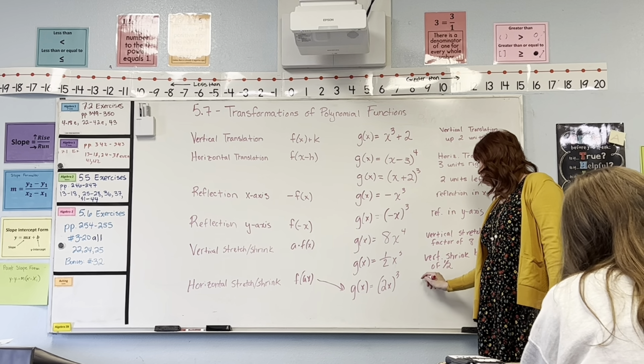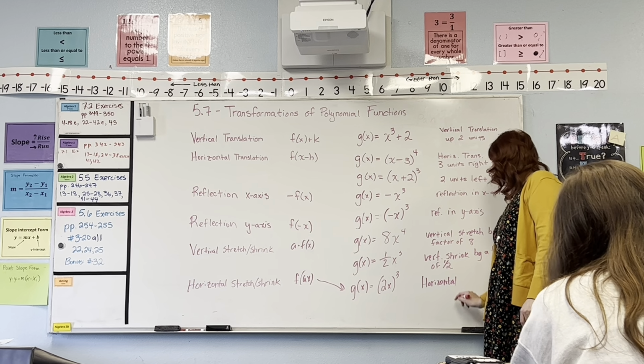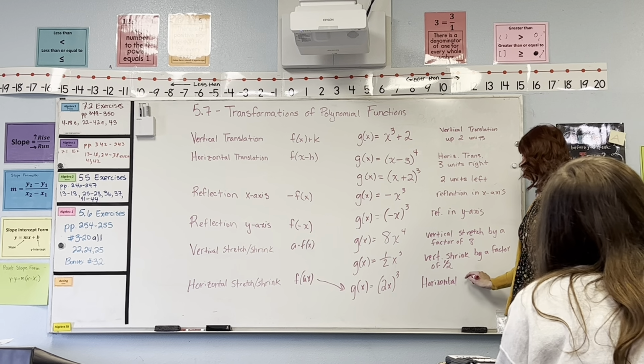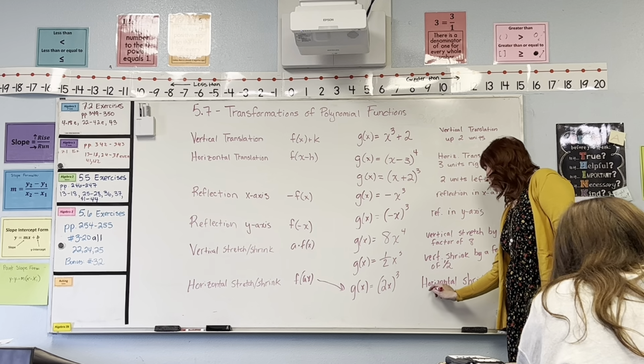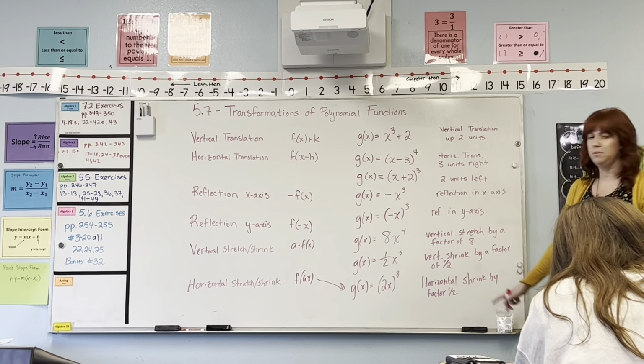And then this would be a horizontal shrink? Oh shoot, I always mix these up. I think it's a shrink, right? Because I always got it mixed up. It's the opposite. Shrink by, and what do you do with the factor? Flip it. Yes, flip it. One half. Yeah, that's right.